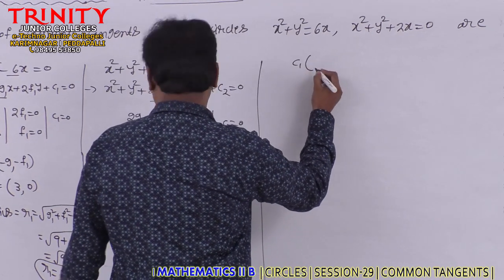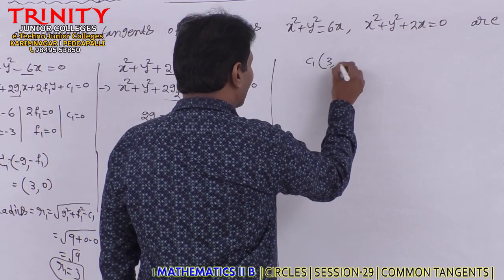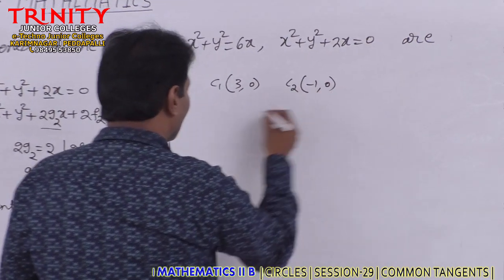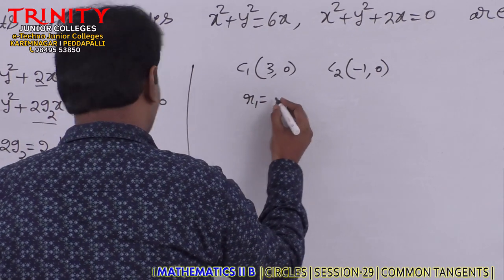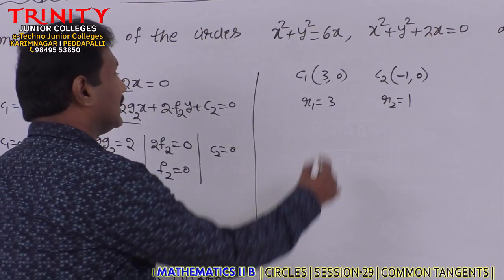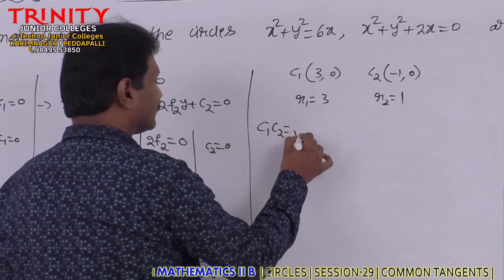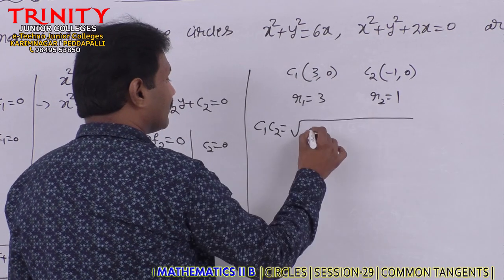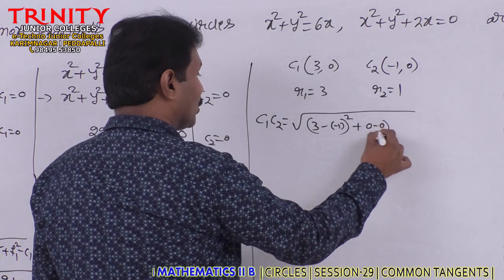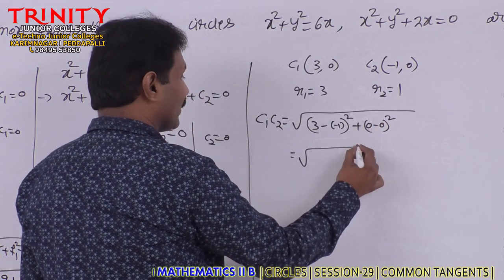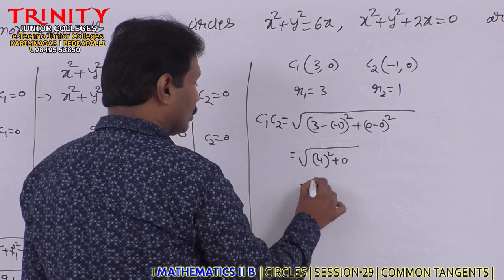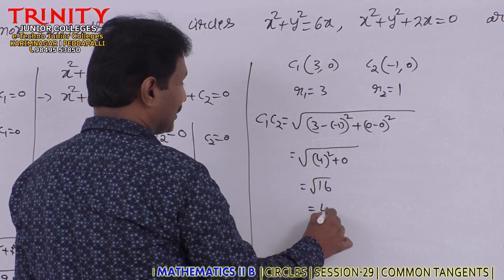Therefore the center of the first circle is (3, 0). The center of the second circle is (−1, 0). The radius of the first circle is 3 and the radius of the second circle is 1. The distance between the two centers is √((3 − (−1))² + (0 − 0)²) = √16 = 4.